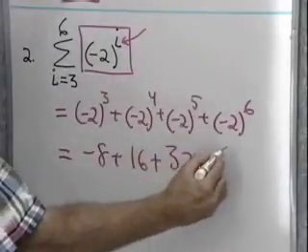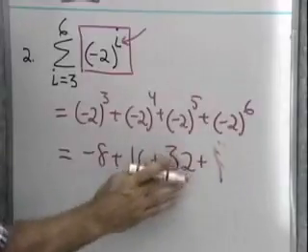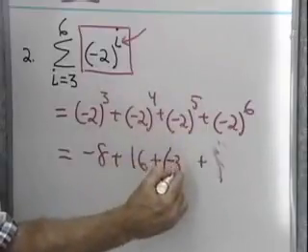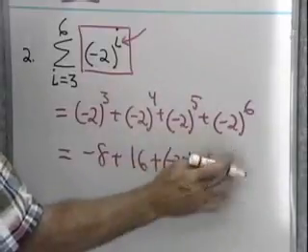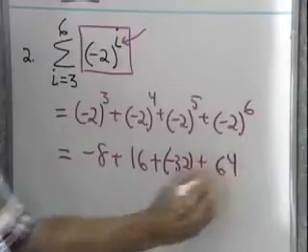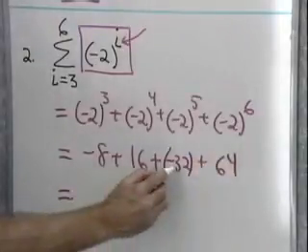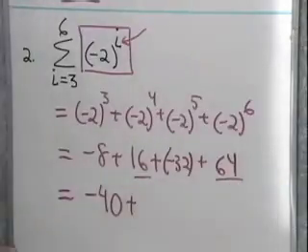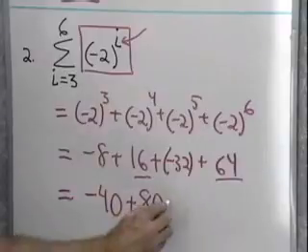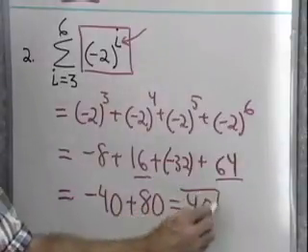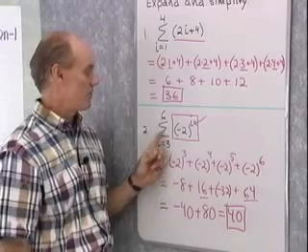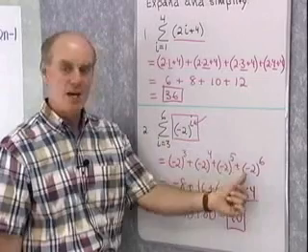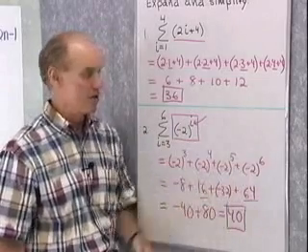And negative 2 to the sixth, whoops, take that back. Negative 2 to the fifth is negative 32. Going a little fast here for me. Negative 2 to the sixth is positive 64. So if I add the negative numbers together, I have negative 40. Plus, I'll add the positive numbers together. 16 plus 64 is 80. And those come out to be 40. So this sum from i equal 3 up to 6 of negative 2 to the i comes out to be 40 when I expand it and then simplify it by adding each of the terms together.